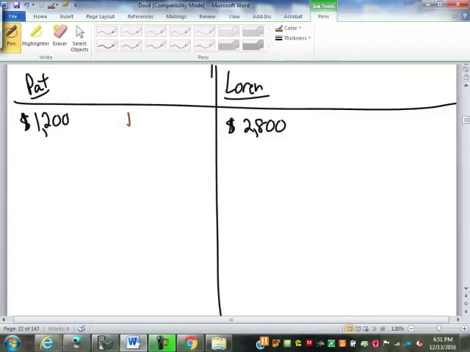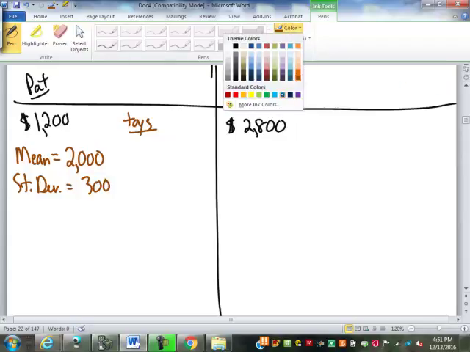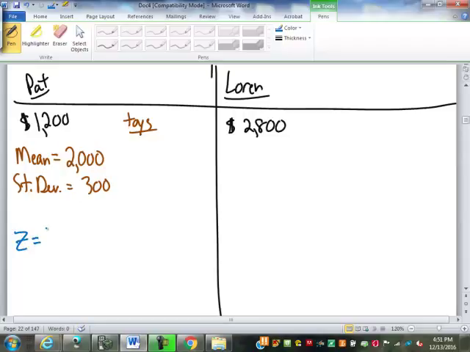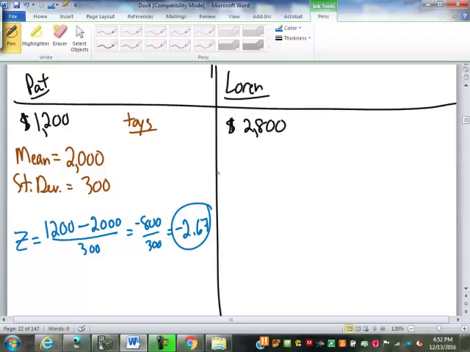Let's say Pat works in toys. And the mean for that week for all people in toys was $2,000, with a standard deviation of $300. That would give Pat a z-score of, what number goes first? 1,200, the actual number. Then we minus the mean divided by the standard deviation. So 1,200 minus 2,000 is a negative 800. Divided by 300 is a negative 2.67. So Pat was 2.67 standard deviations below the mean.